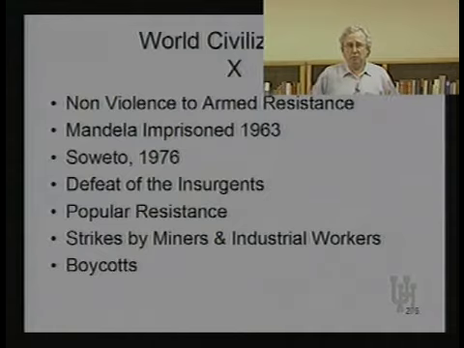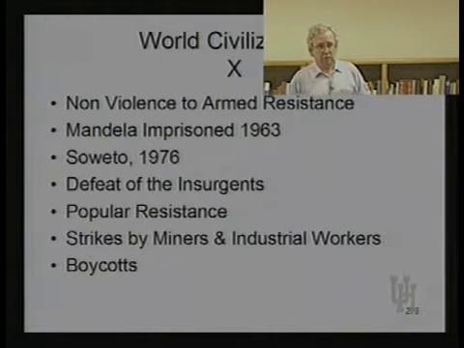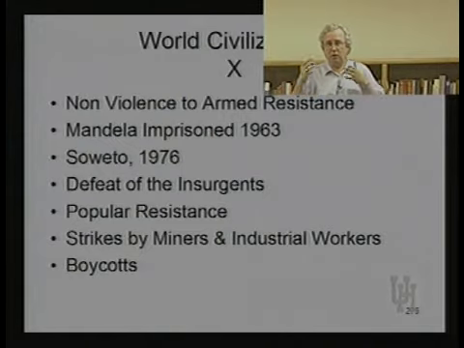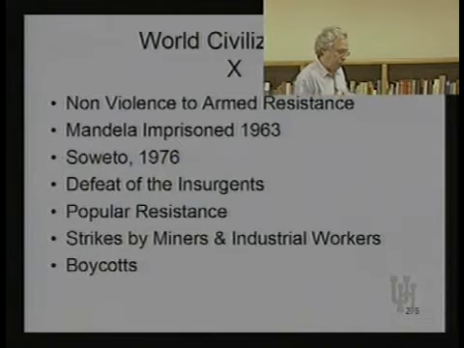The issue was the South African state is heavily armed. It has a large military and police force. And it has shown itself quite willing to use that force indiscriminately to put down signs of unrest. So nonviolent methods were considered the only practical approach because of the overwhelming military superiority that the state enjoyed.